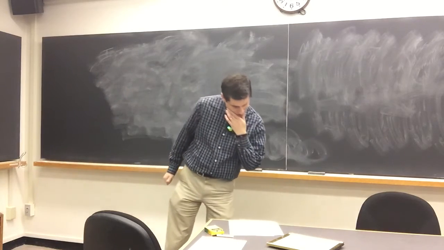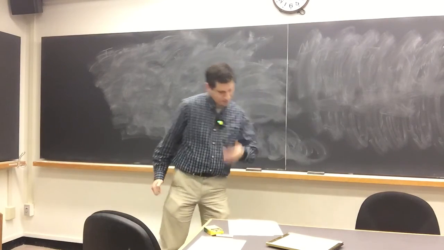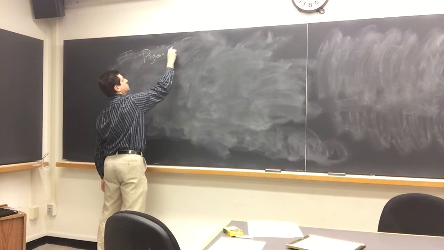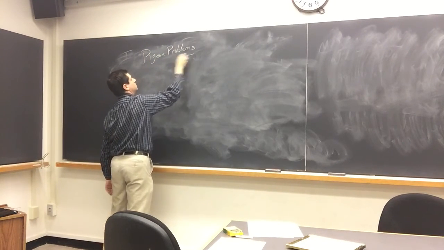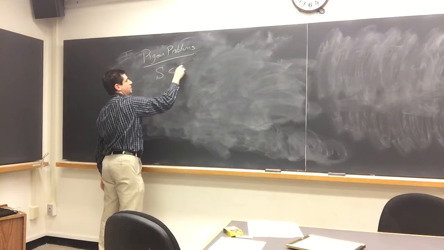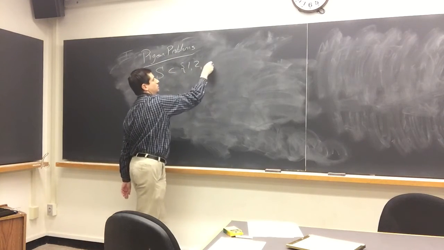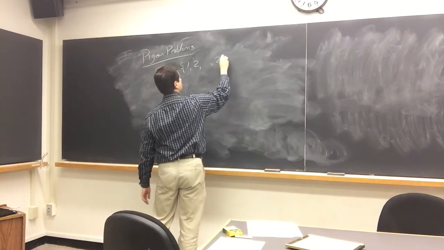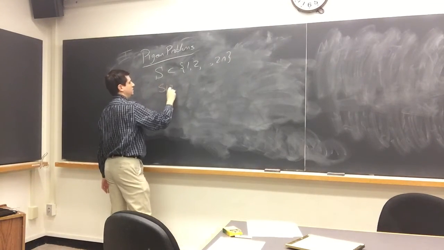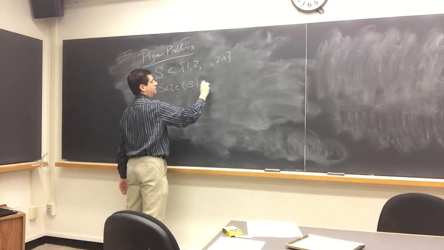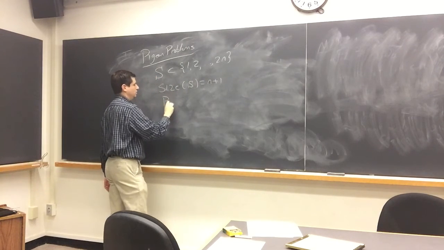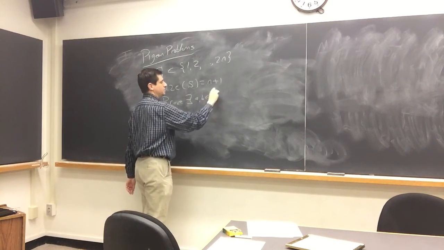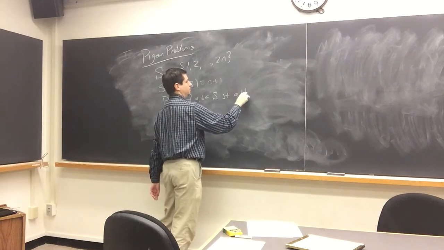All right, so the problem I wanted to do was, so pigeon problems. S is a subset of 1, 2, and I'm going up to 2n. The size of S equals n plus 1. Prove there exists A and B in S such that A divides B.